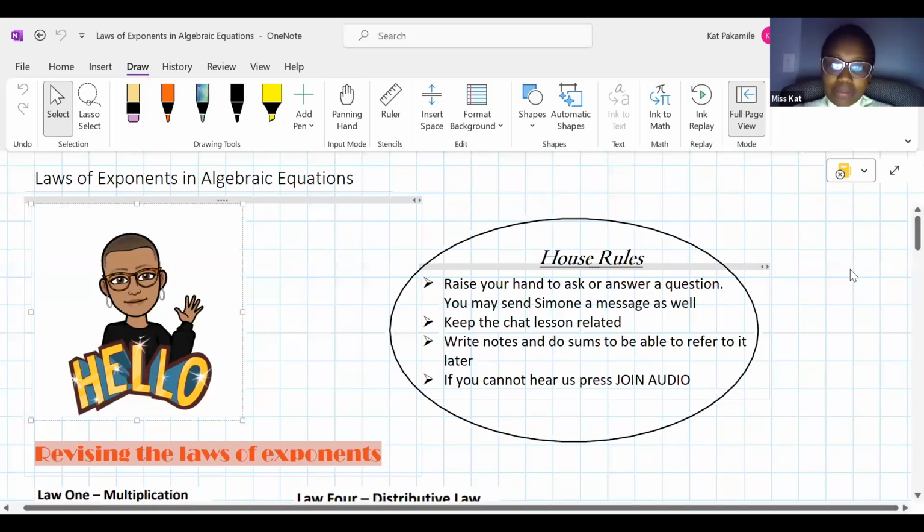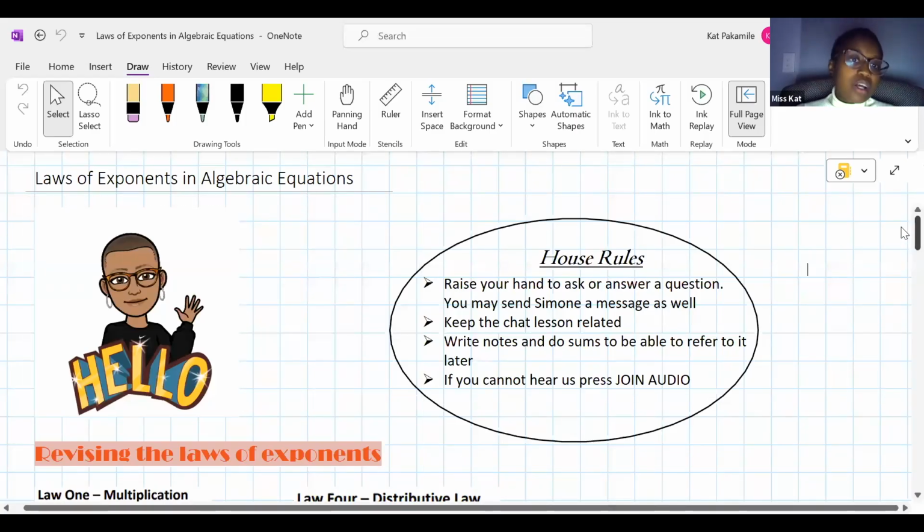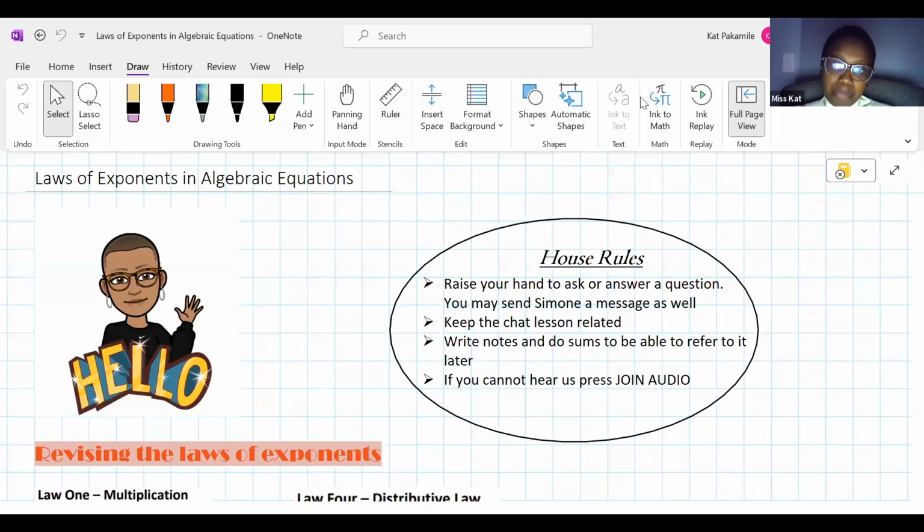So today we are doing algebraic equations that involve exponents. Obviously we're going to have to revise our laws of exponents.